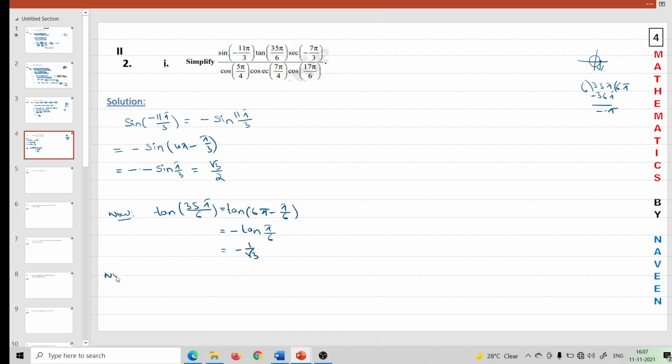Now one more I am considering here. Secant of minus 7 pi by 3. So secant is the reciprocal of cos. So secant of minus theta is secant theta only. Clear? That is equals to, see, 7 pi by 3, right? 7 pi by 3. 3 2s are 6. Remainder plus pi. So that is 2 pi plus pi by 3 we can write.